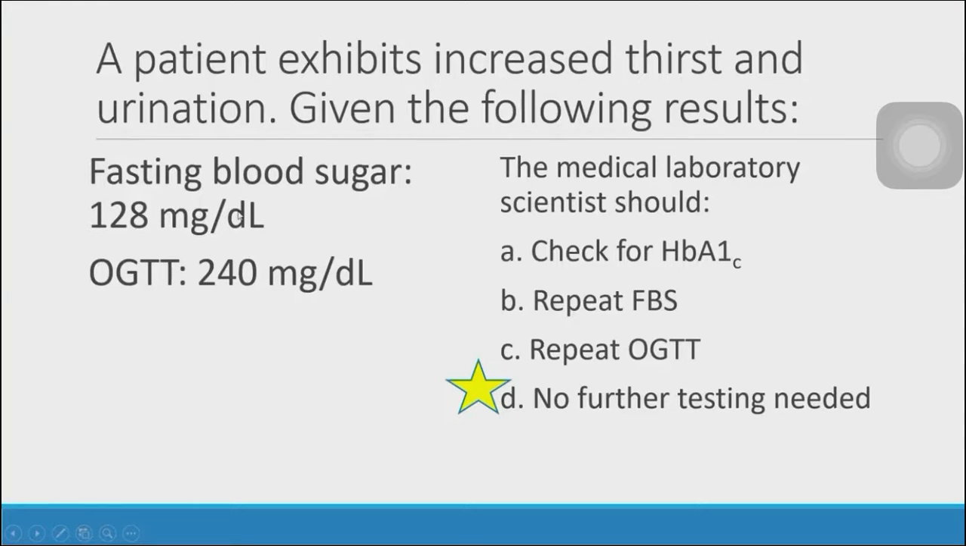Kapag isa lang yung unequivocal hyperglycemia, again, check for another test. Okay, confirm it on the second day by using a different test. So pwedeng check for HbA1c or repeat test. Pero again, in this case, dalawa na kasi yung values na given. So again, no further testing needed na siya.